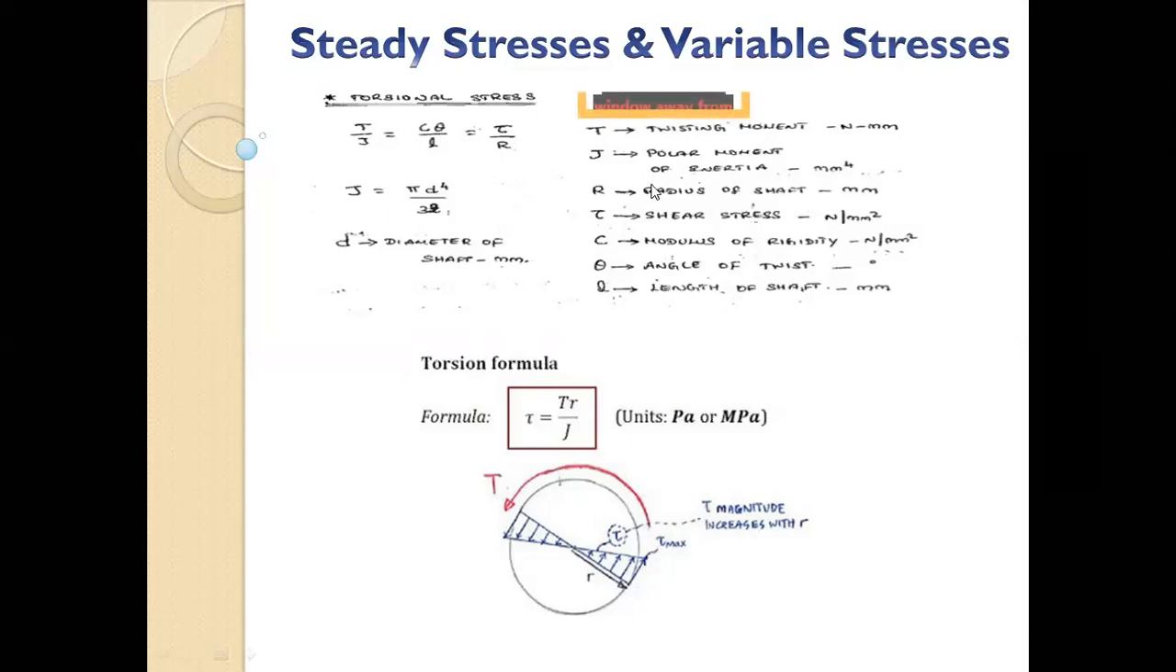This equation you have to remember, as I said in the bending equation. Bending equation is M upon I is equal to sigma B upon Y is equal to E upon R. Similarly here T upon J is equal to G theta by L is equal to tau by R. Okay. Here T, as I said, is twisting moment, which, if it is a shaft, we know from the torque it is having. From that we will know the twisting moment.